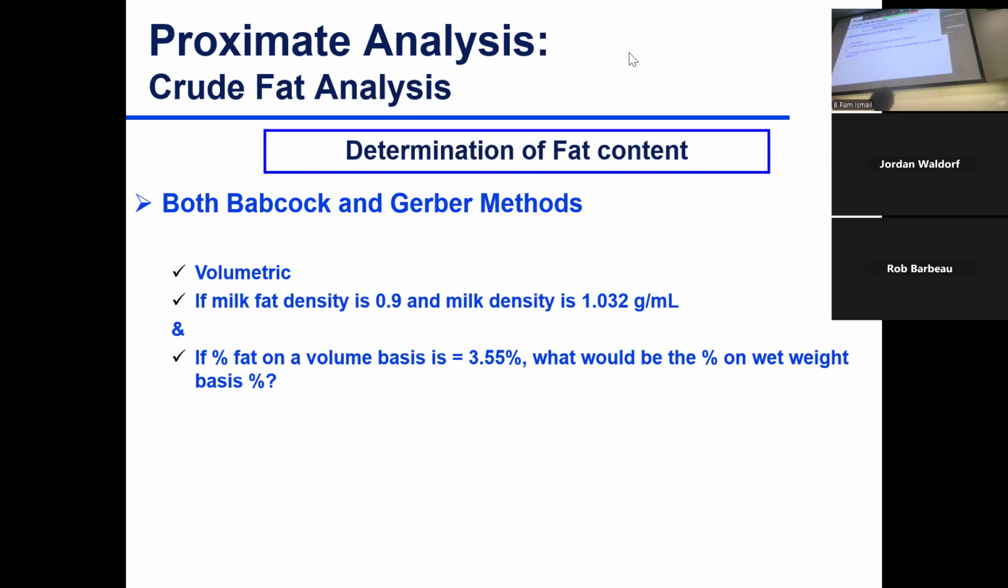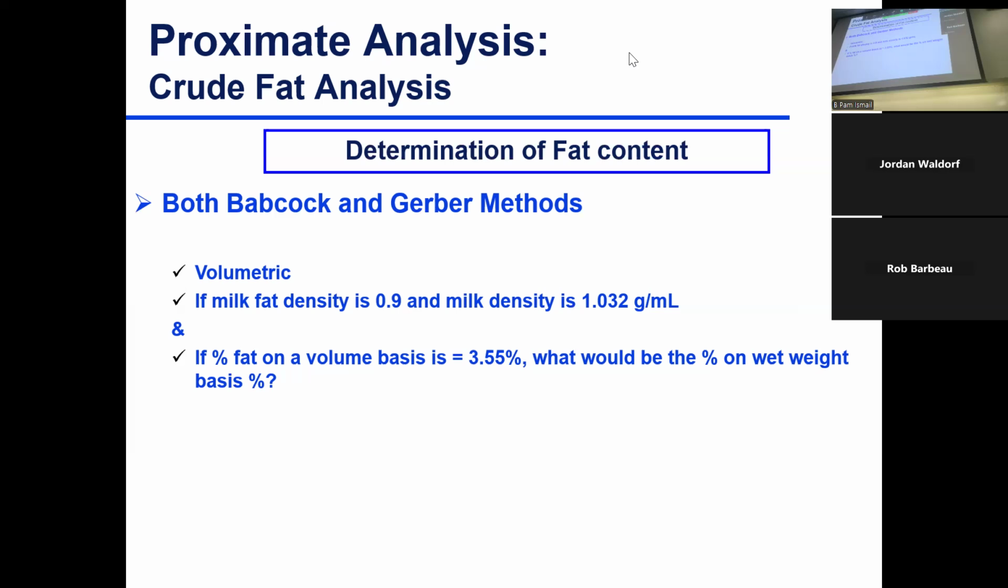So 3.55, right? So 3.55 means you have 3.55 milliliter of fat in 100 milliliter of milk. That's what it's telling you. So what is density? Density equals mass over volume. So you have the density of fat and you have the volume of fat, so you can calculate mass. So mass equals density times volume.